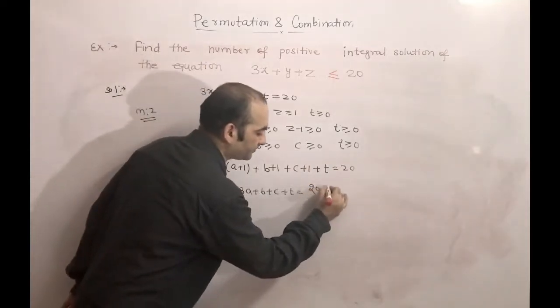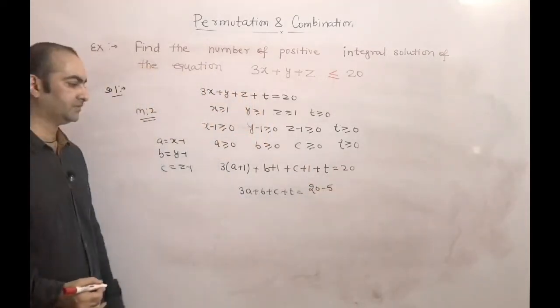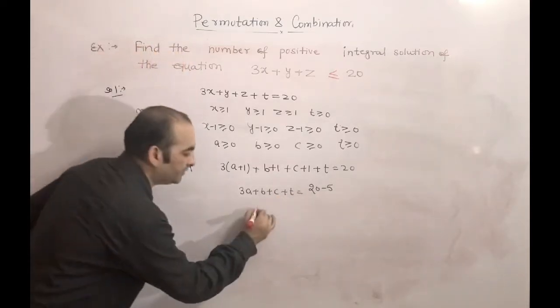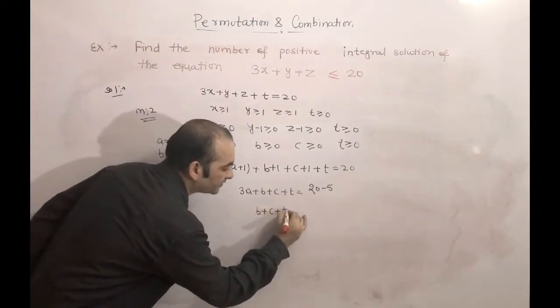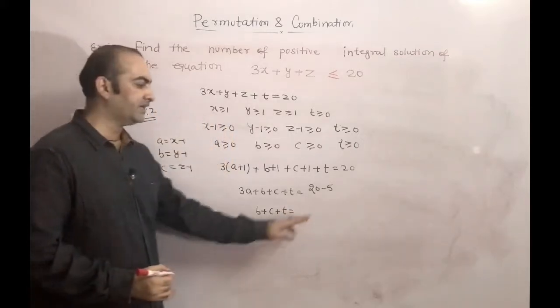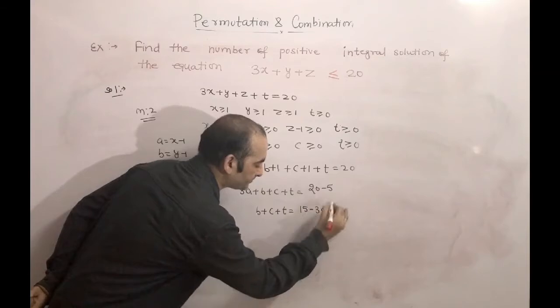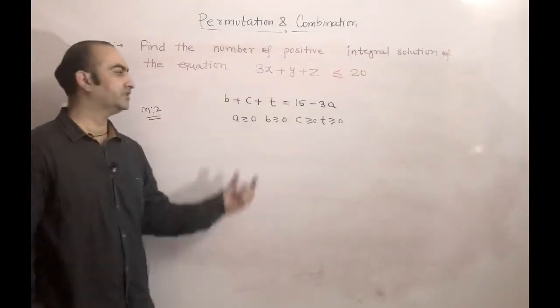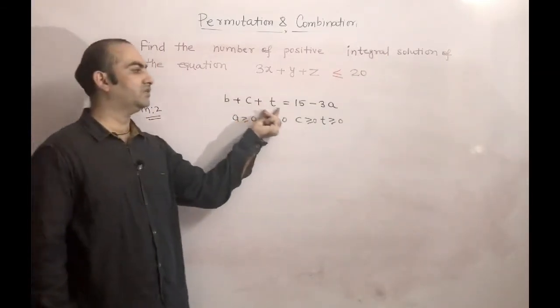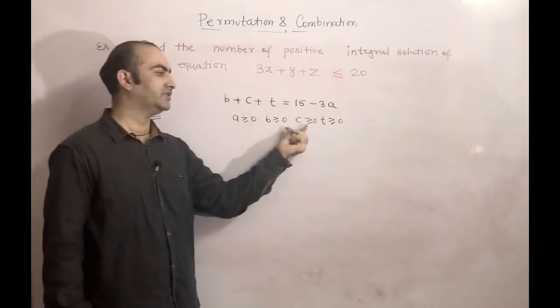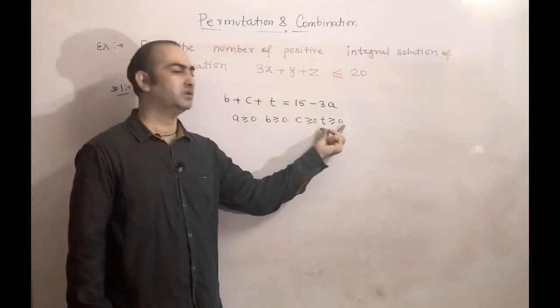20 minus 5. Okay, so this will come. Now 3A also we are taking on this side. So what will come? B plus C plus T equal to 20 minus 5, which is 15, so 15 minus 3A. Okay, so we got this equation: B plus C plus T equal to 15 minus 3A, where A is greater than or equal to 0, B is greater than or equal to 0, C is greater than or equal to 0, and T is greater than or equal to 0.